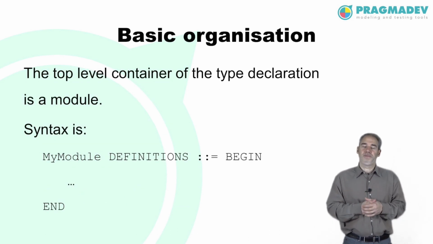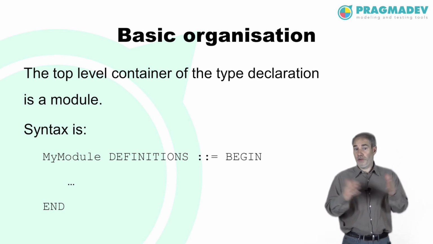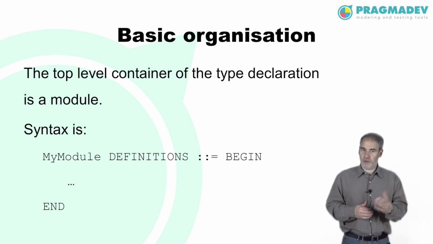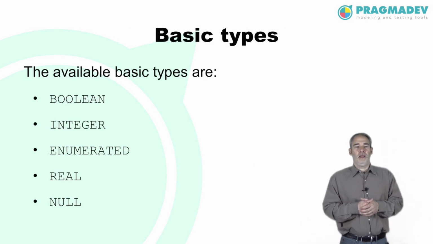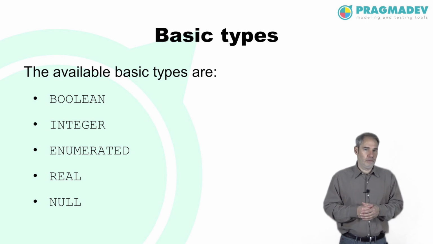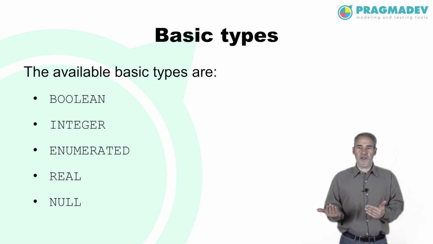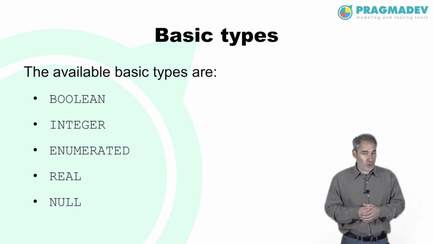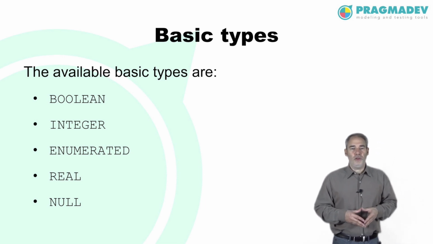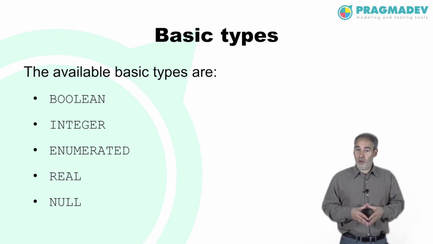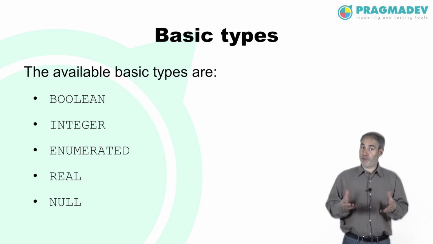Regarding the organization, the top level container that will contain all the declarations is called the module. In practice, the module and its containing file have the same name. The available basic types are Boolean, integer, enumerated, and real. Please note that these types are abstract and that they do not have any link with the target architecture. Therefore, an integer, by default, does not have any upper limit. Another interesting built-in type is the null one. This type models the absence of information.